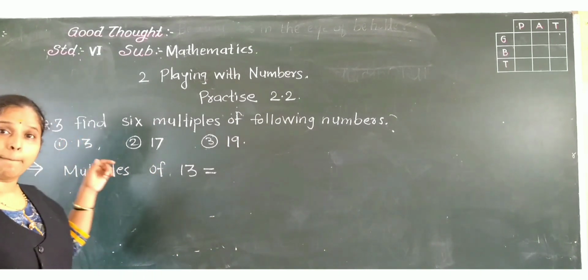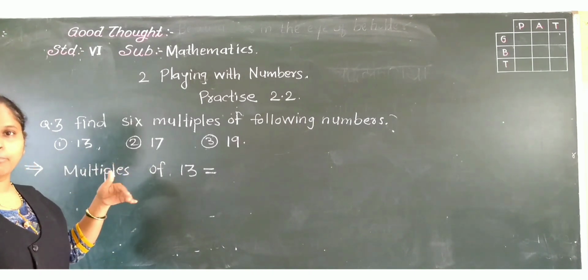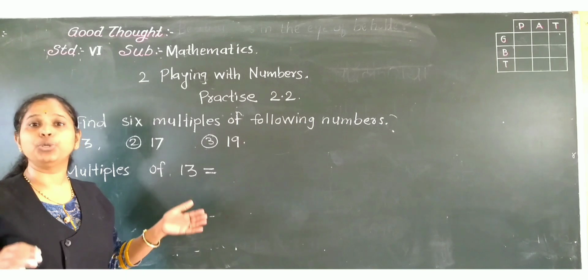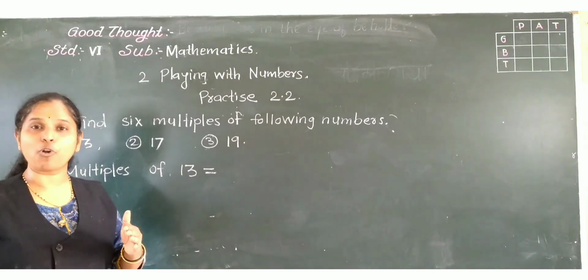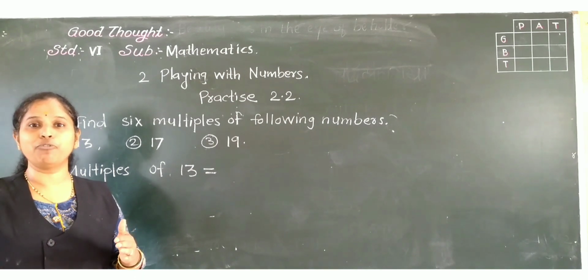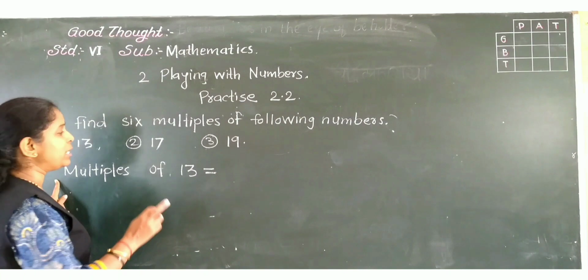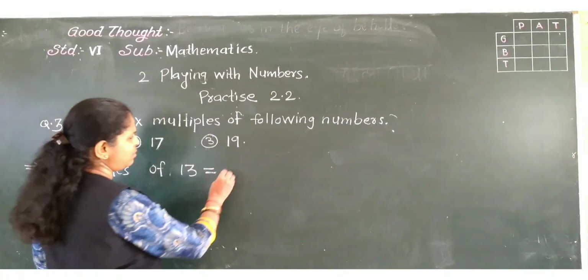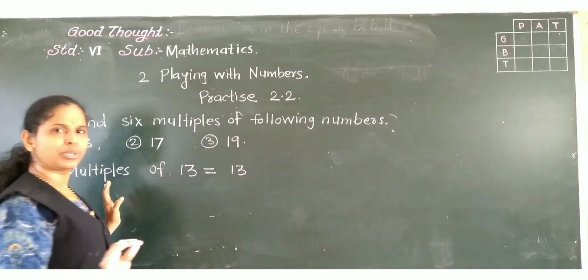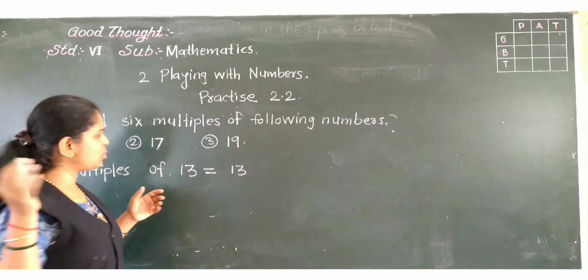Okay, to find out the multiple, the number by which you are multiplying should be a natural number. Natural number, understand, it starts from 1, 2, 3, 4, 5, 6, like that. Alright? So now multiples of 13. Any 6 they say. I will start from 1 only. It is not compulsory that you should take other numbers also.